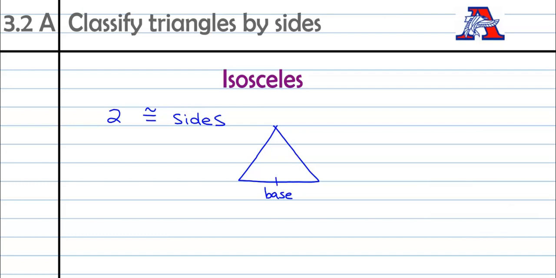And then these guys here are called the legs. So this is a leg and this is a leg. And they are going to be congruent to one another. So if we give 2 tick marks to one, we'll give 2 tick marks to the other.